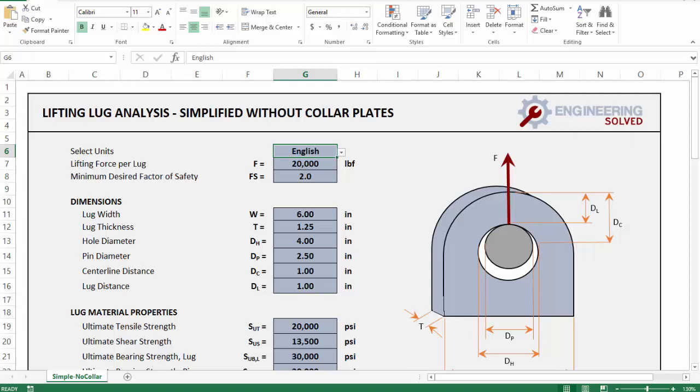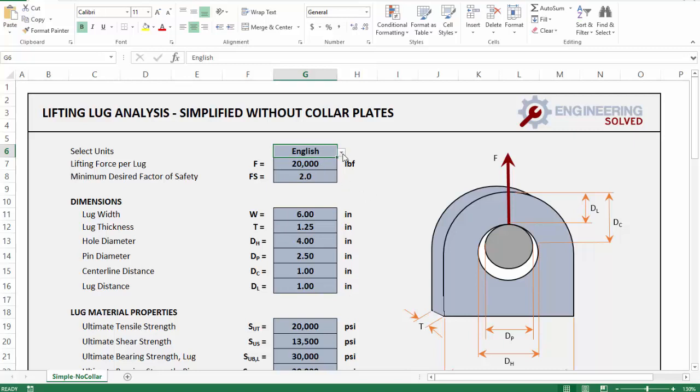I got another tool here for you for a simple lifting lug analysis, say for a pressure vessel or structural member, structural frame, anything like that. You can find this at EngineeringSolve.com under the machine design category. It's free for download, as always. Go check it out. Let's just run through it here real quick. I'll show you what it does.